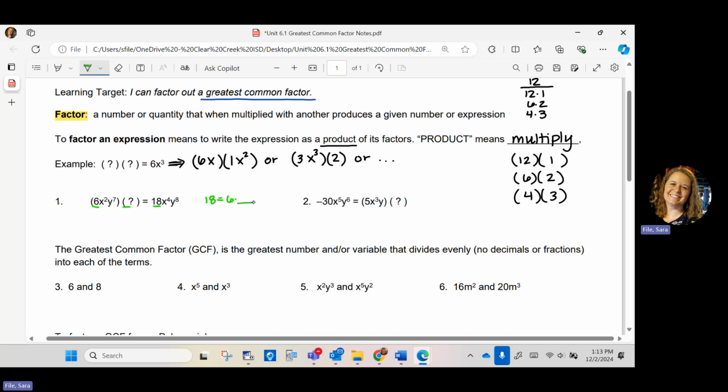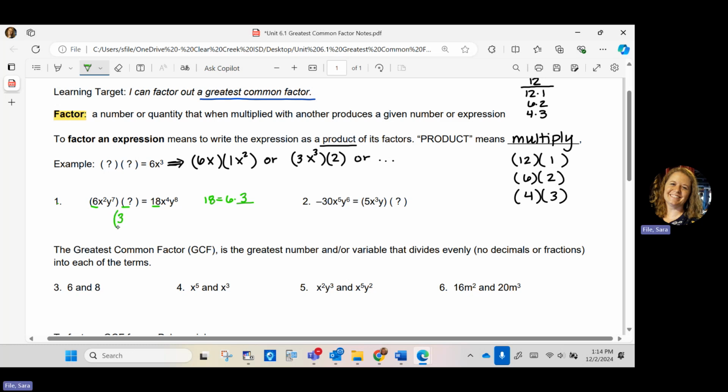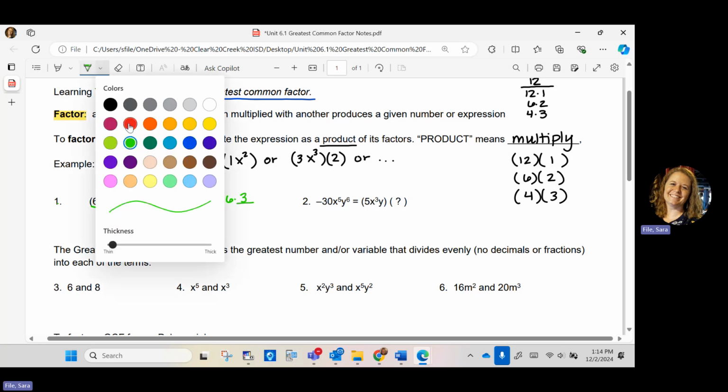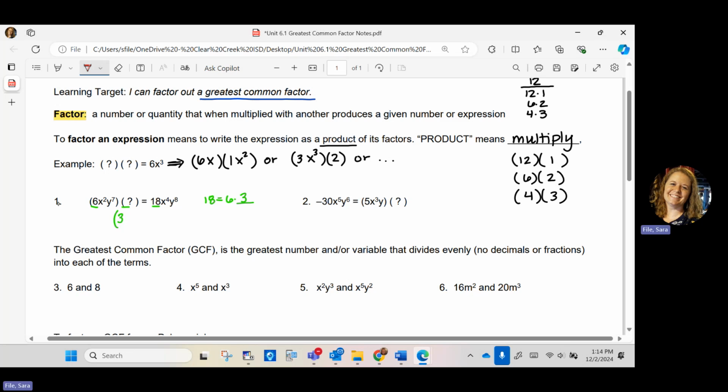6 times 3. Somebody said it. So a 3. So there's going to be a 3 in this term. Then let's look at the x's. We've got x squared times something is going to equal x to the 4th. So we're trying to equal x to the 4th. We've got x squared. So what do we need to multiply that by to get x to the 4th?